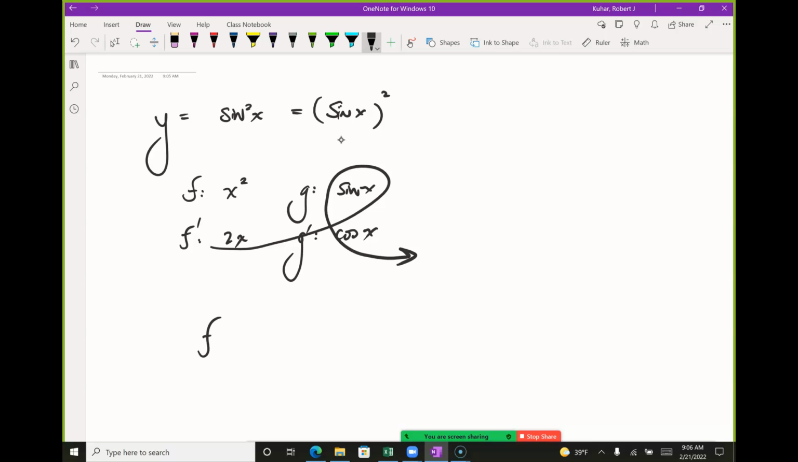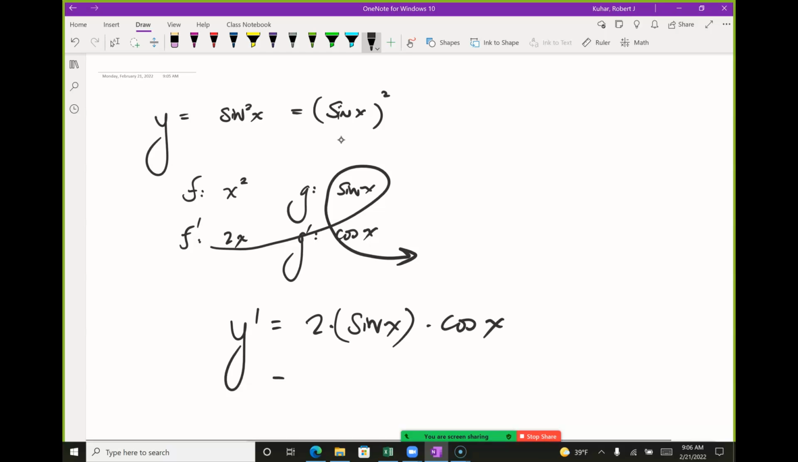So I get y prime is 2 times the sine of x, notice the cat in the box, times the cos of x, and that's sine 2x. That's a trig identity, yes.